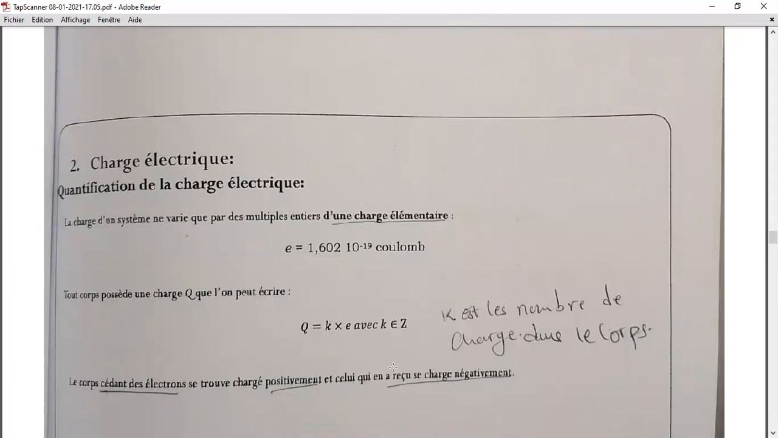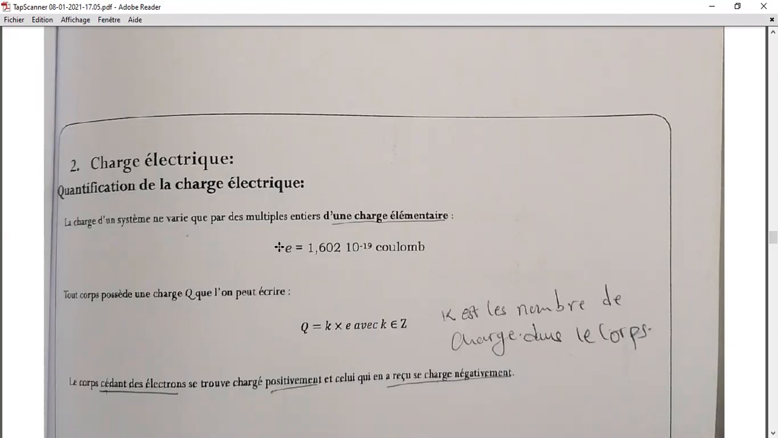So here we are going to continue under quantification de la charge électrique. These things are not really important. What you should only know here is that les charges d'un système ne varient pas de multiples entiers d'une charge élémentaire. What you should only know here is the charge elemental, which is the average charge between the two, the proton and the electron. But this one is not really important for you guys.